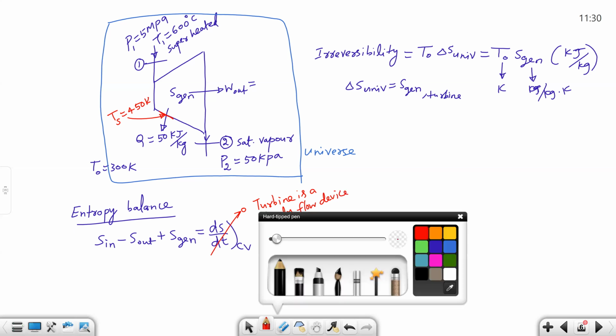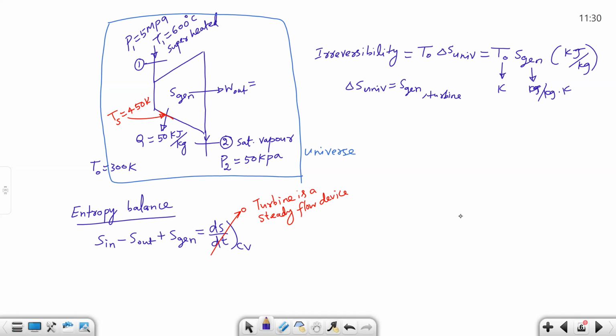So now we will. So what is the entropy in? Entropy into the turbine. So this S1 is the entropy in. S2 is entropy out. And along with the heat, there is an entropy out. So entropy in will be S1. Entropy out will be S2. Entropy out, then Q by Ts.